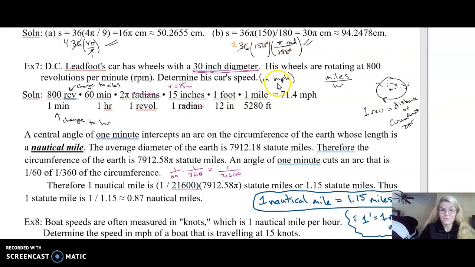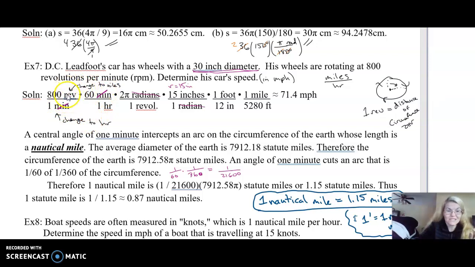Alrighty, so here's what you need to think. How fast is his car going? 800 revolutions per minute. So right now you have 800 revolutions over 1 minute. You need to convert this. You need to change these minutes into hours, because I want miles per hour. That's pretty easy. There's 60 minutes in 1 hour. How do I know that I want minutes up top and hour down below? Because my final answer, I want miles over hour. So I want hour down here, and I want my minutes to cancel out there.